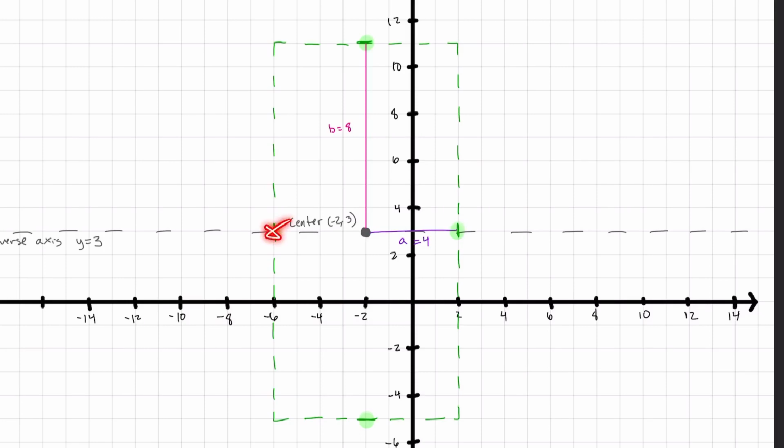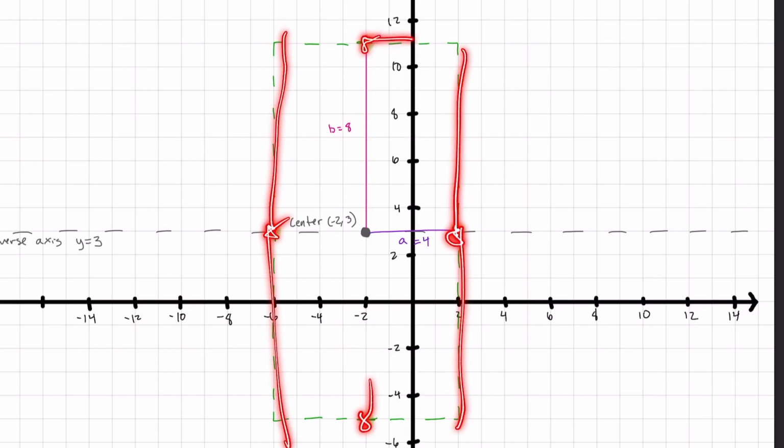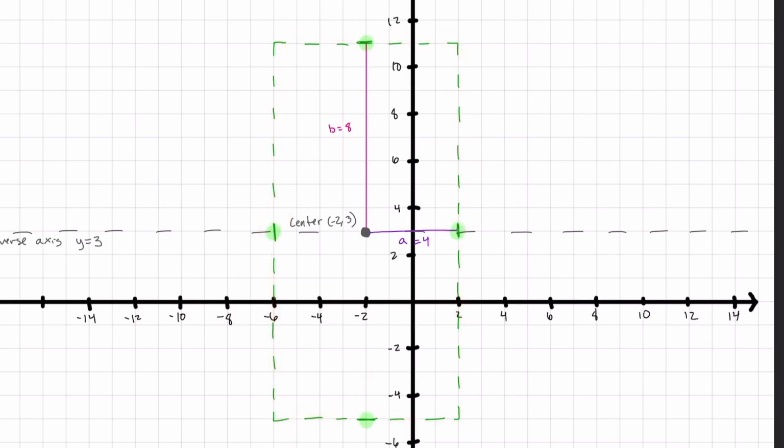So we'll go left and right 4, and then up and down 8. These highlighted dots are the midpoints of the rectangle. So basically from those points, you can just go up and down 8 again, and then left and right 4 again, and that is your rectangle. All right, so there we have our fundamental rectangle.